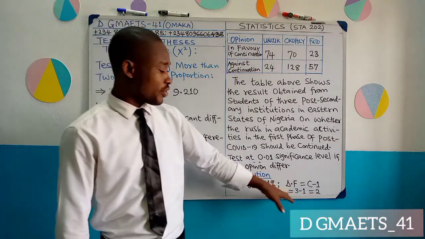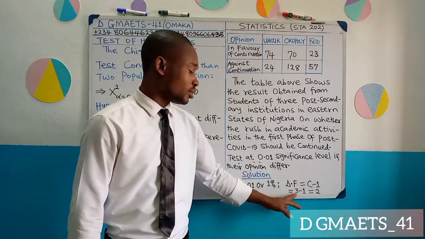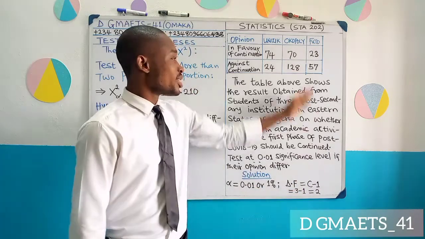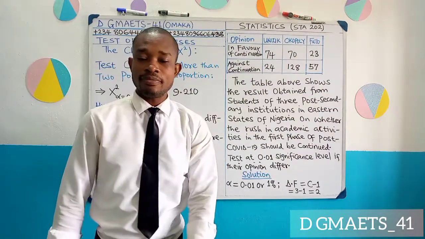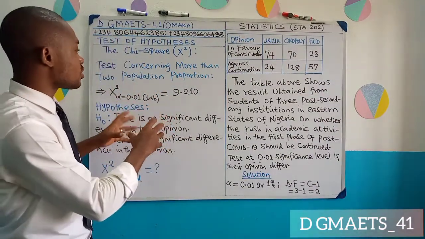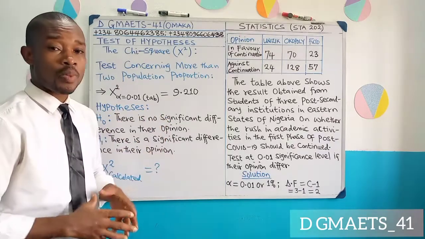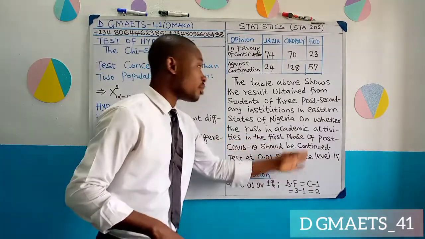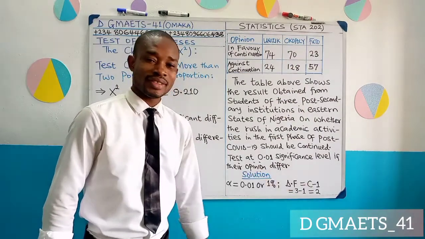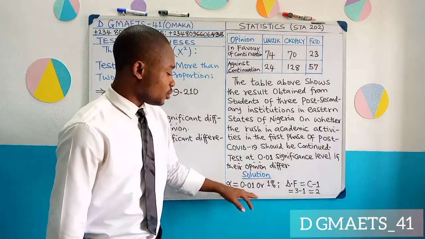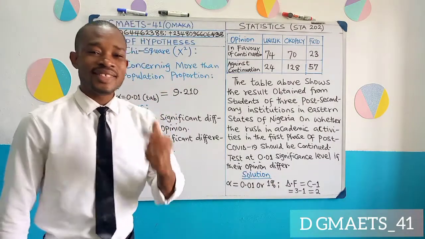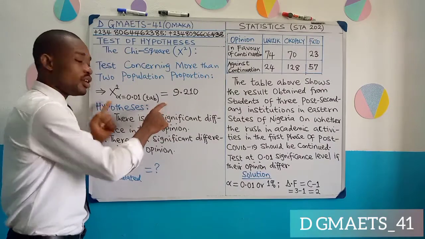Okay, now the degree of freedom, C minus 1, is 3 minus 1, which is equal to 2. How did we get the 3? It's simply the number of columns. Is that okay? So whenever you're carrying out a test of homogeneity, a test concerning more than two population proportions, your degree of freedom is simply the number of columns given to you, minus 1. Now with these two values, significance level and degree of freedom, we can get the tabulated chi-square value.